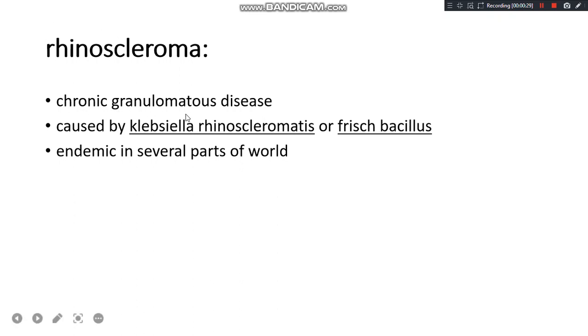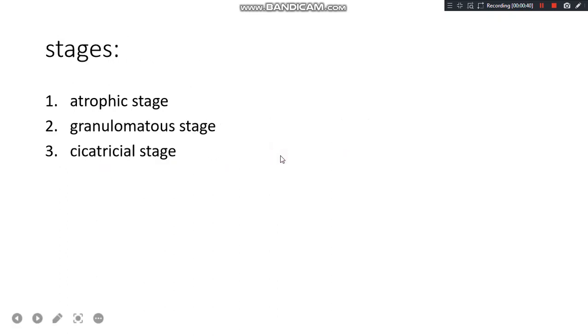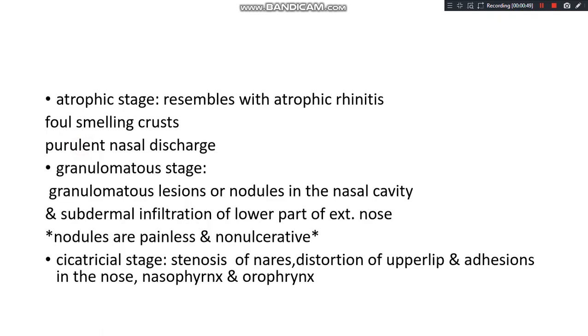Rhinoscleroma is a chronic granulomatous disease which is caused by Klebsiella rhinoscleromatis bacillus. Now it's endemic in several parts of the world like India. Okay. Now come to the stages. We have atrophic stage, granulomatous stage and cicatricial stage. So the atrophic stage resembles atrophic rhinitis. Now in this case what happens, there's foul smelling crust and purulent nasal discharge. So this stage resembles atrophic rhinitis.